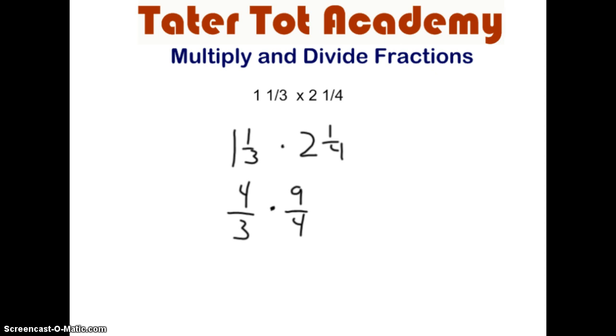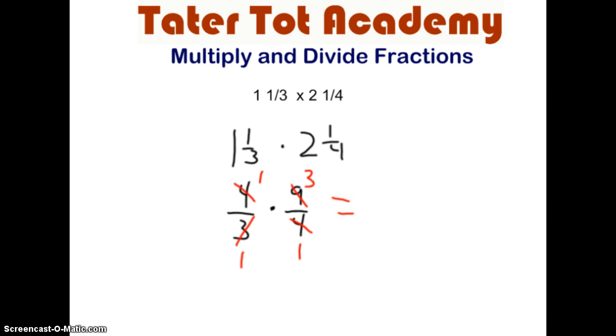Is there anything I can reduce here? Yes, the numerator 4 on this one will become a 1 with the denominator 4 on this one. So those two will cancel each other out. They will divide. 4 goes into both of them once. So we're perfect. The other one, I have a 9 and a 3. Both are divisible by 3. So this 3 will become a 1. This 9 will become a 3.